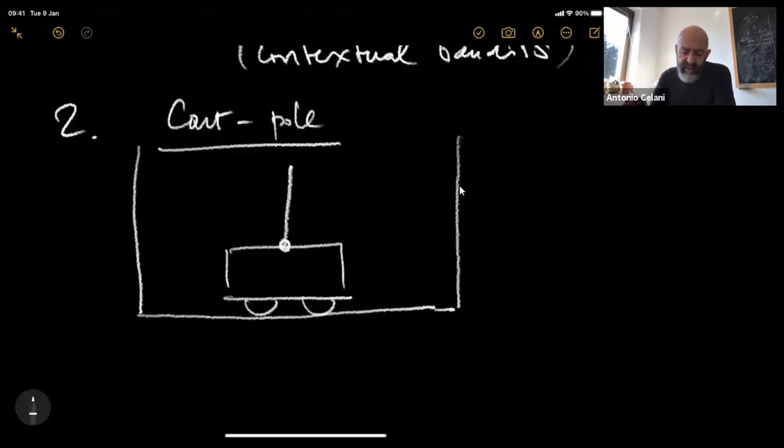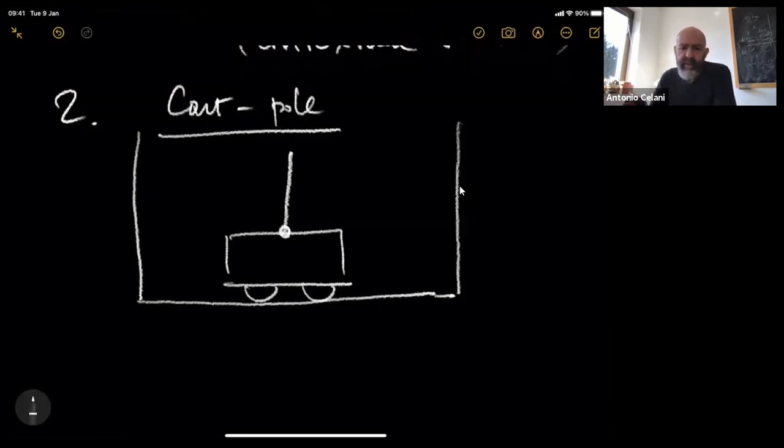But the goal of this problem is to maximize the time in which the pole doesn't fall. So it can be in any possible position which is not flat for the longest possible time. So suppose you decide that, again, you have a time horizon capital T.